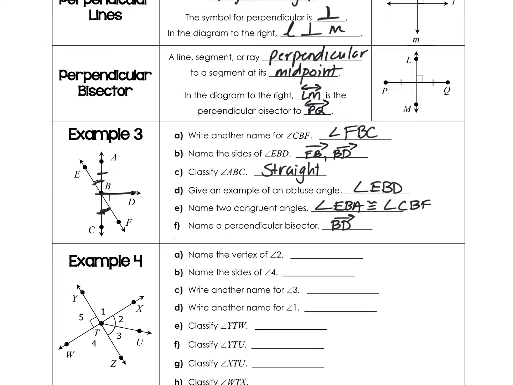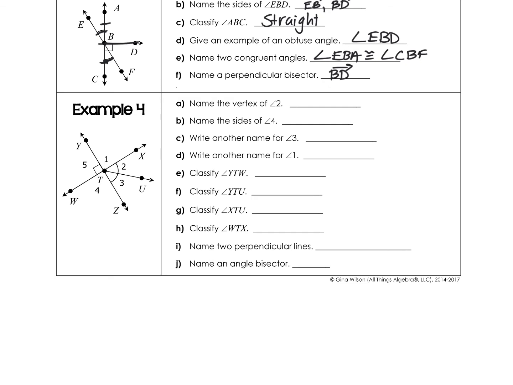All right, example 4. Name the vertex of angle 2. The vertex of angle 2 is T. Name the sides of angle 4. That's WT and ZT, ray WT and ray ZT. Write another name for angle 3. Another name for angle 3 would be angle UTZ or angle ZTU.